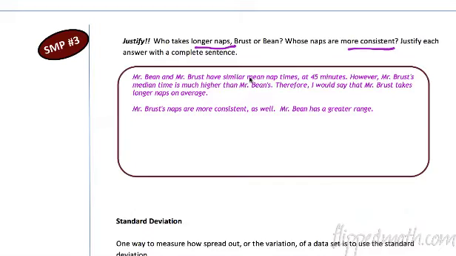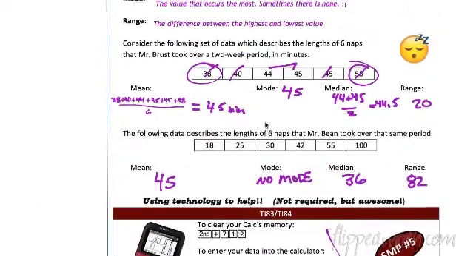Did you notice they have the same mean time, 45 minutes? However, Mr. Brust's median time is much higher than Mr. Bean's. Therefore, I'm going to side with Brust taking longer naps. Mr. Brust's naps are more consistent as well because Bean has a greater range. Let's look at this data.